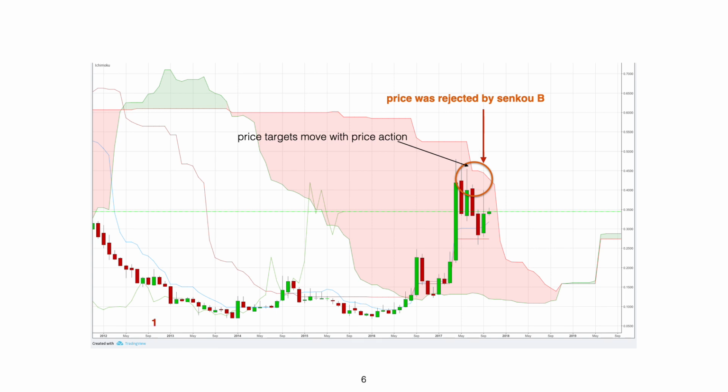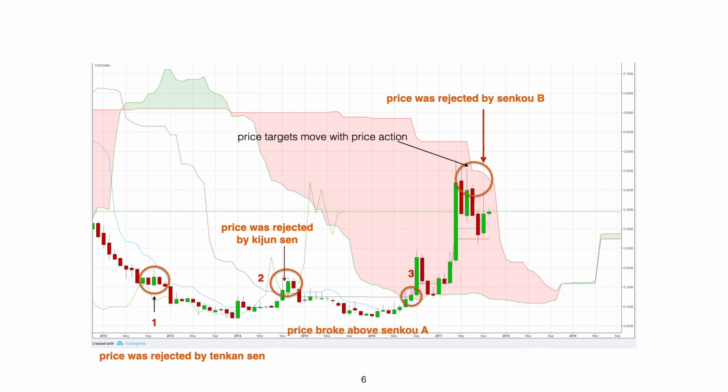In number 1, the Tenkan-sen served as the resistance to price, so price dropped back down after hitting the Tenkan-sen. In number 2, price was rejected by the Tenkan-sen and dropped back down. In number 3, price broke above the Senko span A. In 4, price retested Senko-A as the new support. In 5, price broke above the Tenkan-sen and the Kijun-sen. In 6, price was supported by the Tenkan-sen and the Kijun-sen.